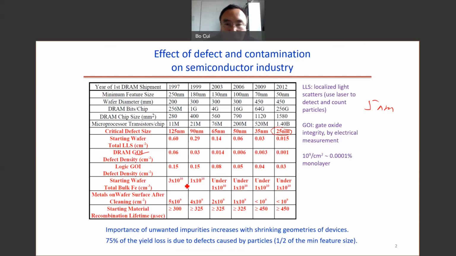Then there is the metal contamination. In this case, the metal contamination needs to be less than 10 to the power 10. After cleaning, it should be less than 10 to the power 9. Is this a big number or a small number? We compare this number to the number of silicon atoms per area. So how do we calculate this? We need to look at the silicon structure.